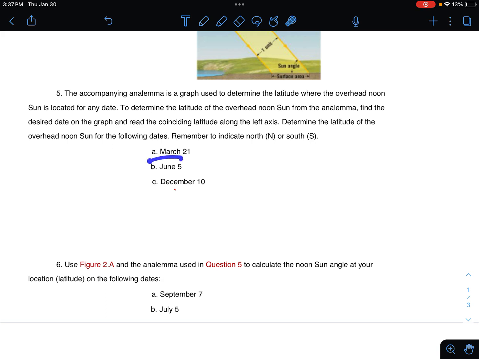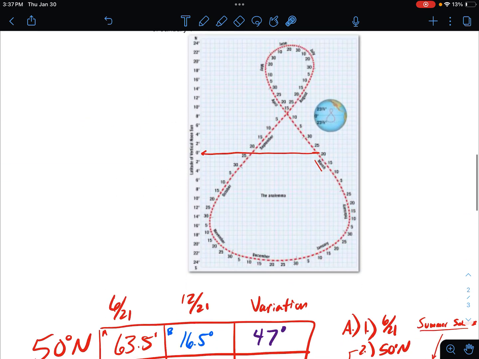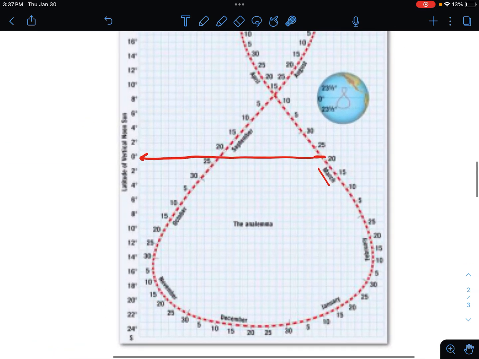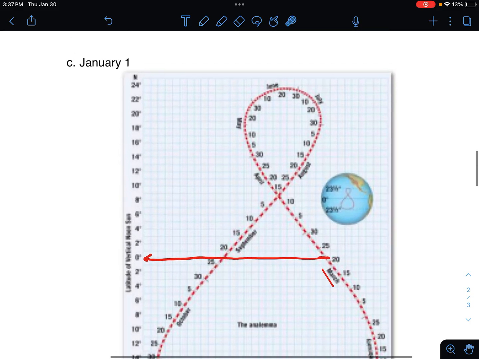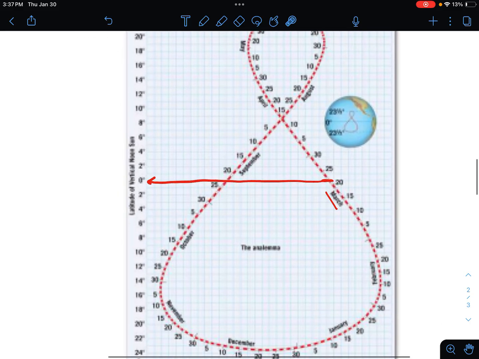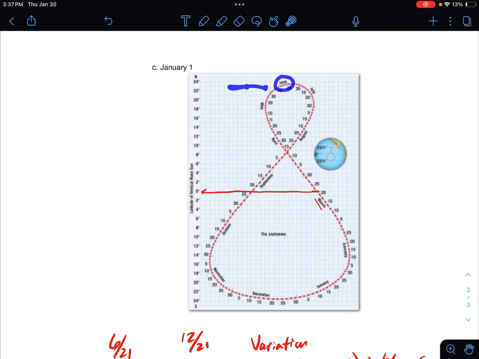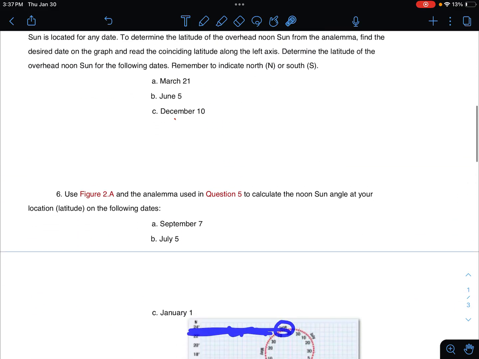All right, so you're going to do the same thing for June 5th and December 10th. So there's December, and June is up here. You have to figure out what angles. You're going to have to find some angle that goes over this way, and some angle in December that goes over this way. So you're going to need to write down the answers for number 5.